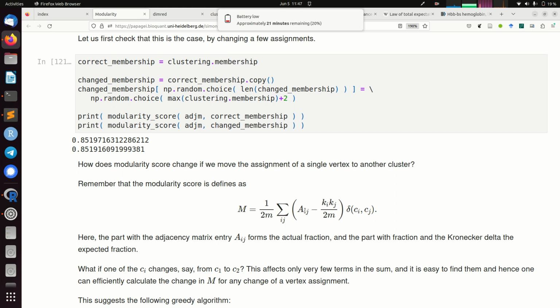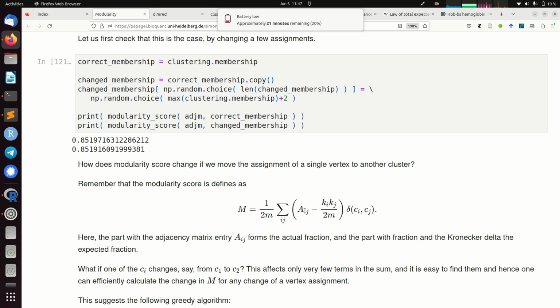Now, this is what in computer science is called a greedy algorithm. A greedy algorithm is an optimization algorithm which always tries all possible small changes and chooses the best one. Greedy algorithms have a tendency to get stuck in local minima because they don't have any foresight. A choice which momentarily increases the score might block a way to something else. So this is why this greedy algorithm was for a long time considered a bad way to optimize the modularity.